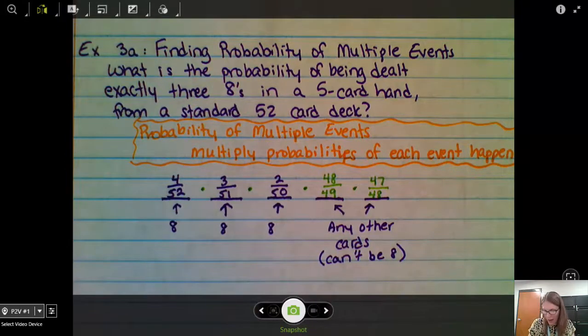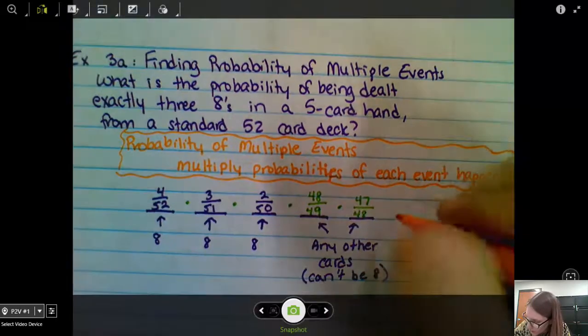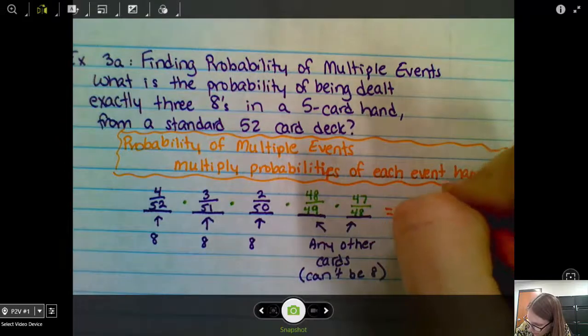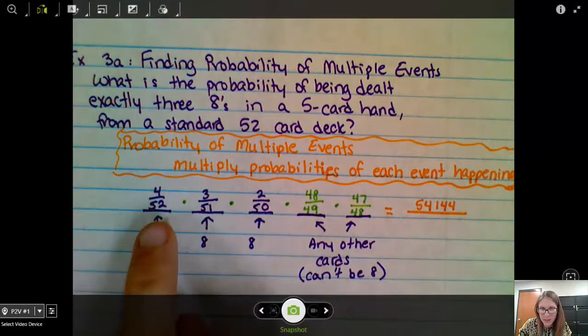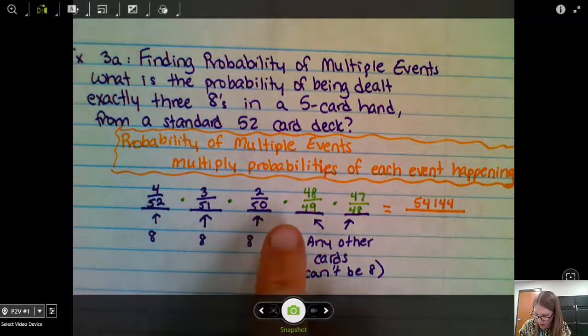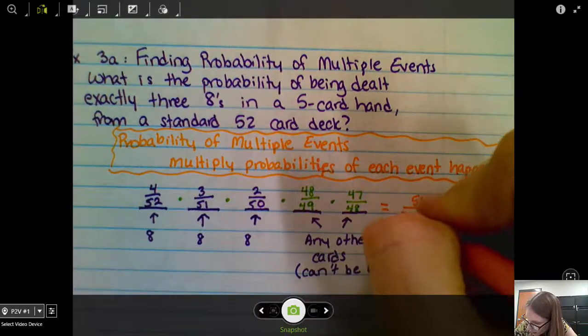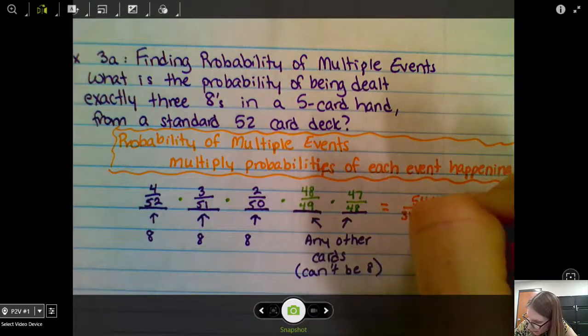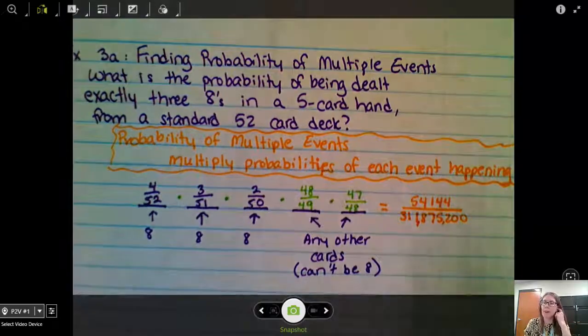So multiply all of the tops, multiply all of the numerators. 4 times 3 times 2 times 48 times 47 gives us 54,144 over, multiply all the denominators, 52 times 51 times 50 times 49 times 48. 311,875,200.